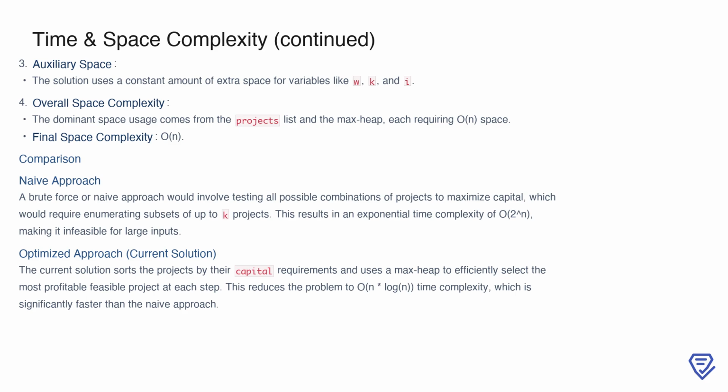To put this in perspective, a naive approach would involve testing all possible combinations of projects to maximize capital. Enumerating subsets of up to k projects would result in an exponential time complexity of 2 to the power of n, which is computationally infeasible for larger input sizes. In contrast, the optimized approach leverages sorting and a max heap to efficiently filter and process projects. This reduces the problem to n log n time complexity, which is a dramatic improvement over the brute force method.